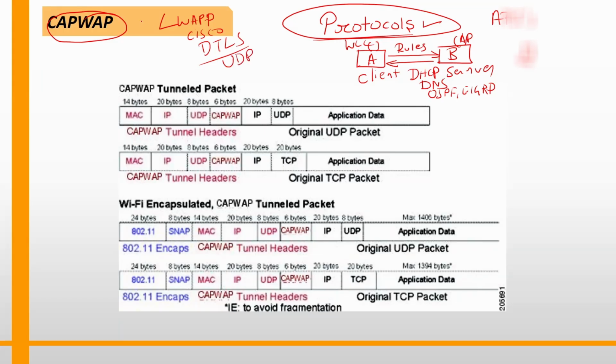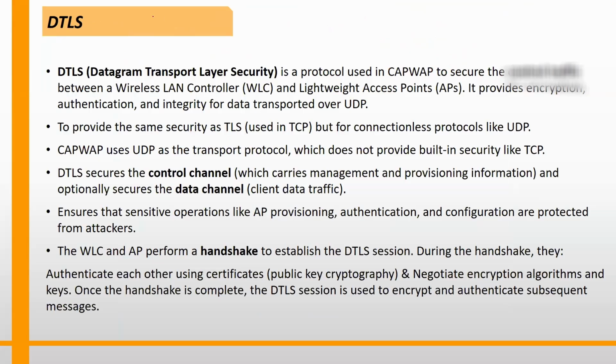But when you take CAPWAP, it is developed by IEEE. Open standard, and it uses DTLS for securing the frames. So what is DTLS? DTLS is nothing but Datagram Transport Layer Security. It is a protocol used inside the CAPWAP to secure the control traffic.